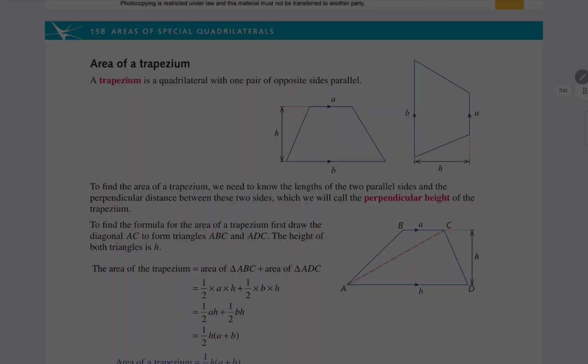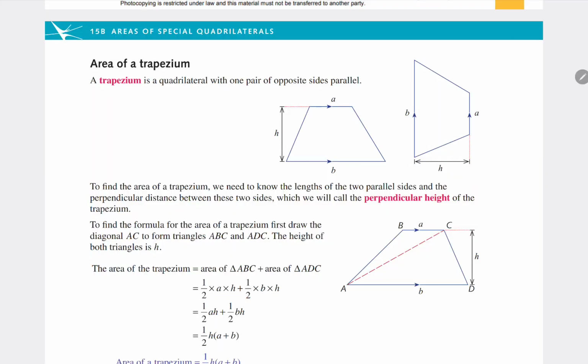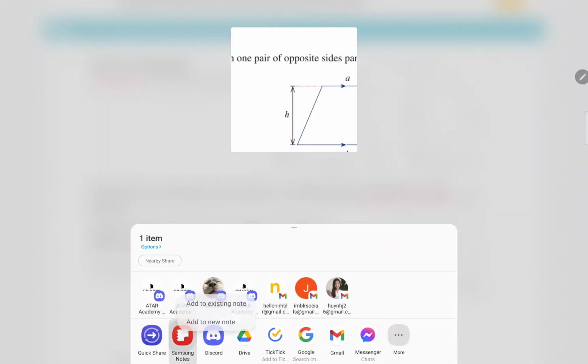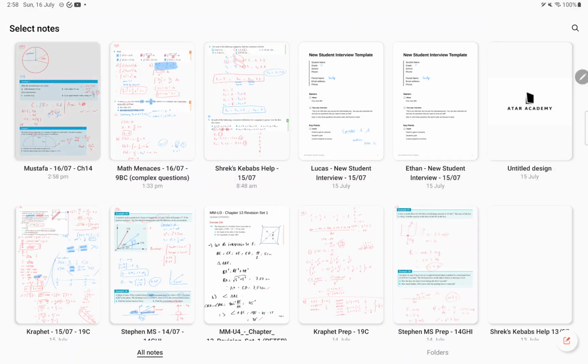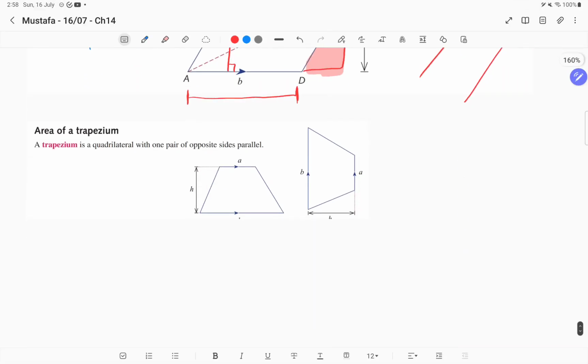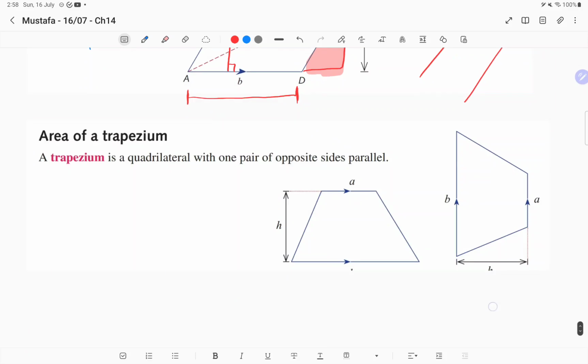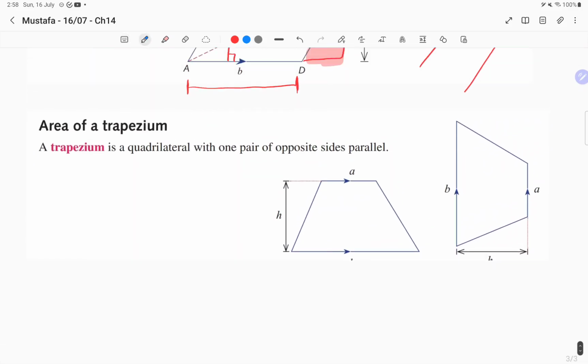trapezium. A trapezium is a quadrilateral with one pair of opposite sides parallel. So only one pair parallel. These two are not parallel, right? So only this one is parallel. That's why they would draw those arrows there to tell you that those ones are parallel.